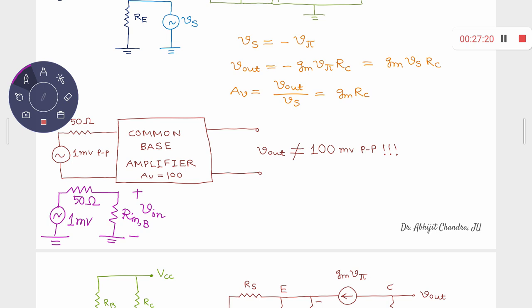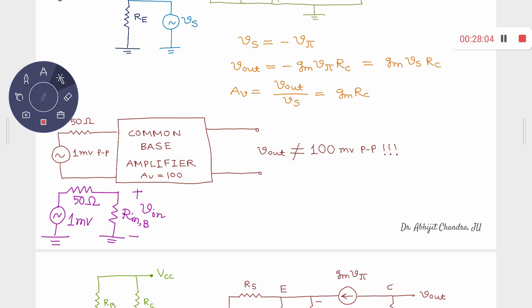Remember, the voltage that is generated at the source end is 1 millivolt. Here it is 50 ohms. For a common emitter amplifier, what about that resistance? Say 5 kilo ohms. If R pi is equal to 5 kilo ohms, so 50 ohms there, 5 kilo ohms there. So you can expect that almost this entire voltage will be coupled. 5000 by 5050. Calculate this one. 5000 in the numerator, 5050 in the denominator. Almost close to 500 by 505, 97% something like that.